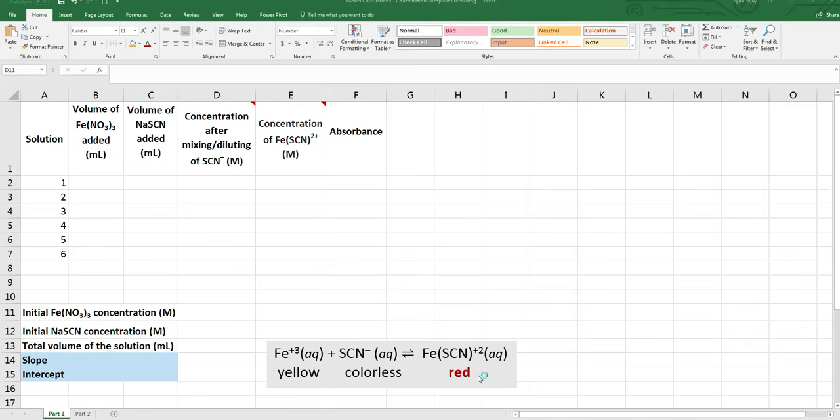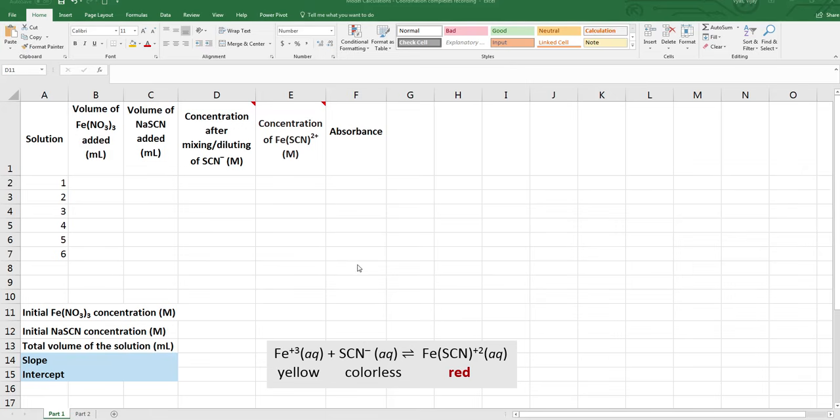Hi everyone, this is a short tutorial to help you calculate the equilibrium constant for a reaction where your product is colored and therefore its concentration can be determined spectrophotometrically, that is by measuring the absorbance of the solutions. Now for the reaction between iron 3 plus, ferric ion, and thiocyanate, we get a colored complex, iron thiocyanate, and we can know the amount of product formed by measuring the absorbance of the reaction solution.